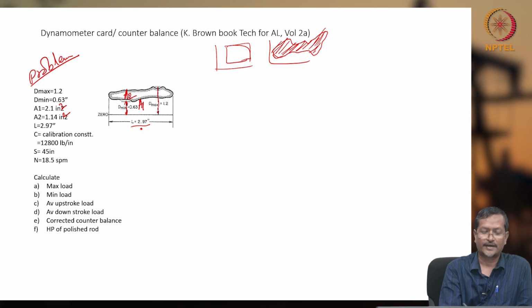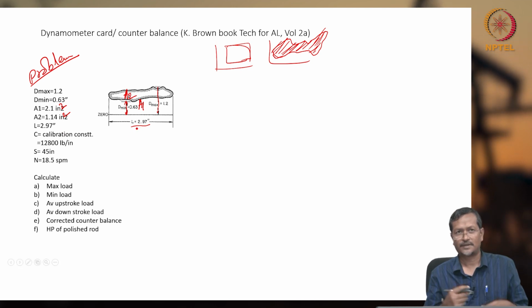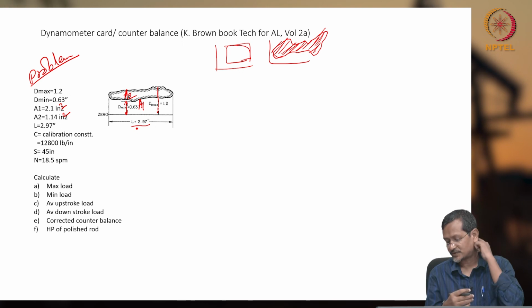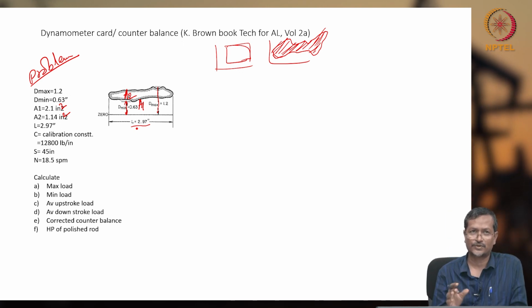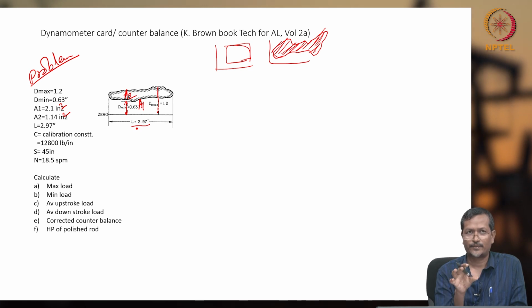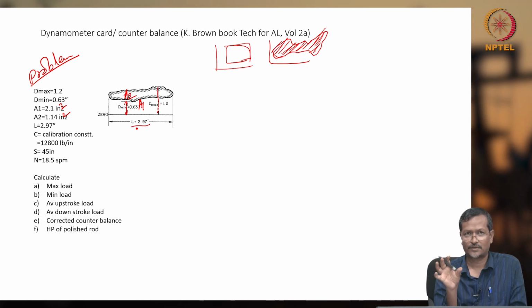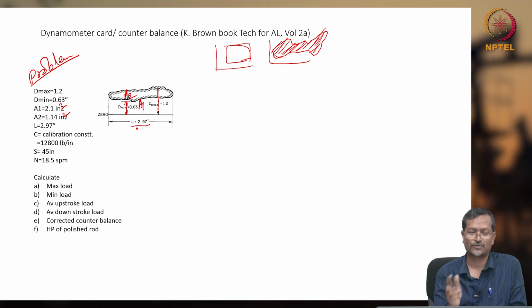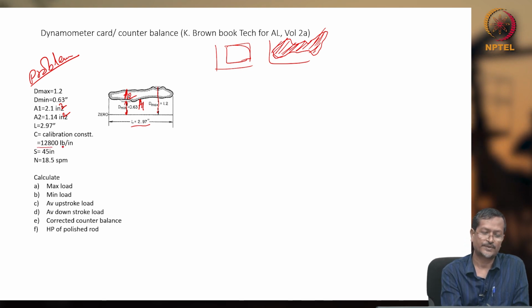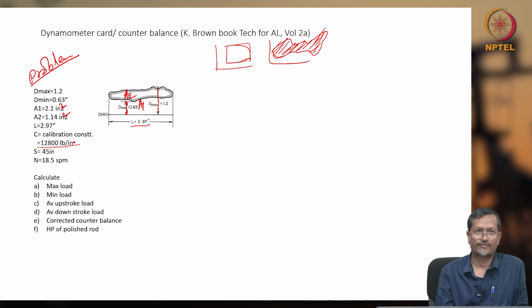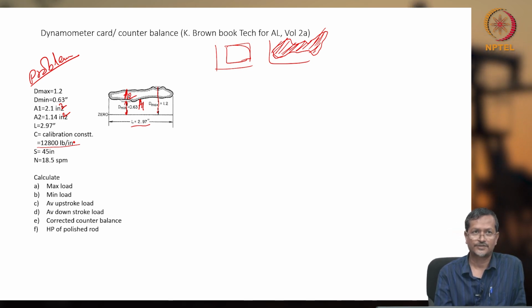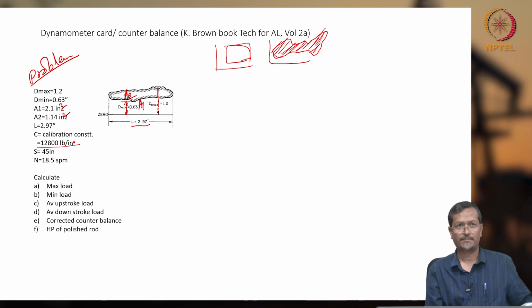L is given as 2.97 inch, and the calibration constant is required because you want a smaller curve or bigger curve. Based on that you calculate, so you have to know the calibration constant also. Pump companies or dynamometer manufacturers should give it. Here the constant is 2800 pound per inch, stroke length is 45 inch, and speed SPM is 18.5. They are asking to calculate the maximum load.